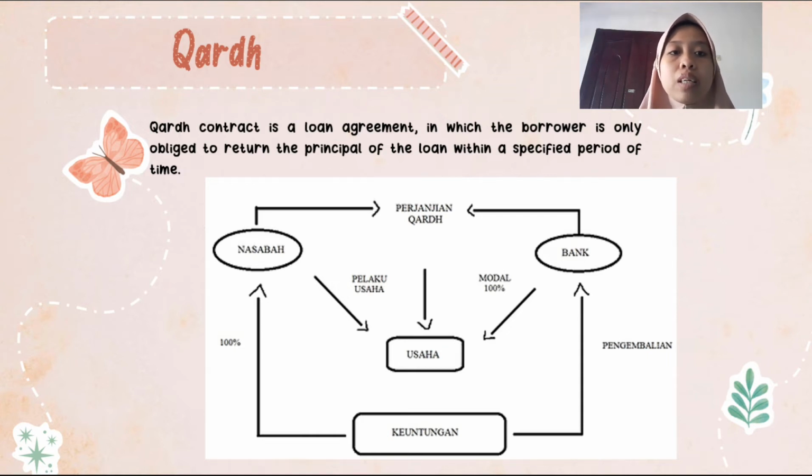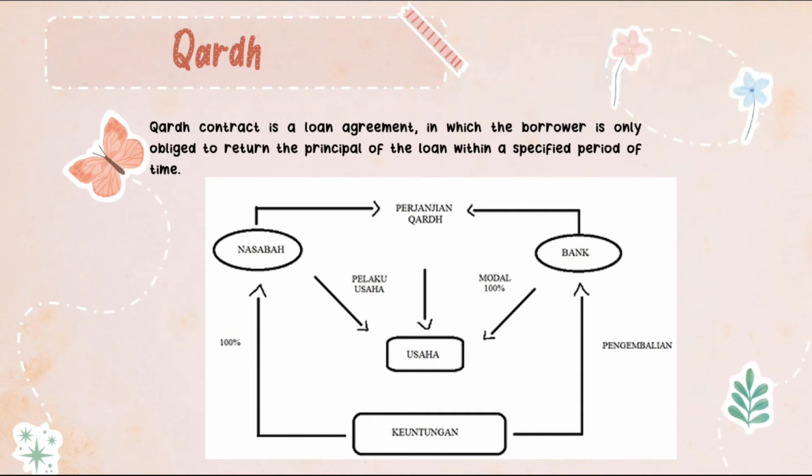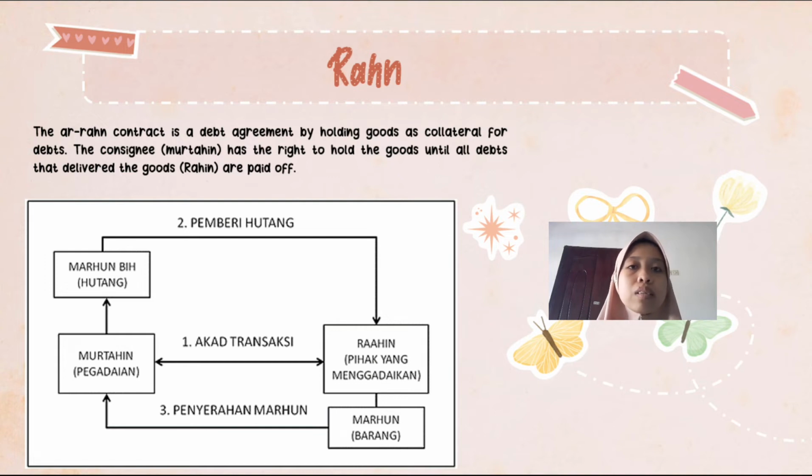Payment can be made in installments or all at once. The profit from the financed business is 100% owned by the customer. Next, about the rahn. The rahn contract is a debt agreement by holding goods as collateral for debts. The holder or murtahin has the right to hold the goods until all debts of the party that delivered the goods, or rahin, are paid off.